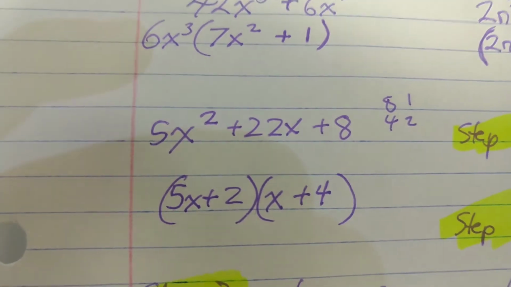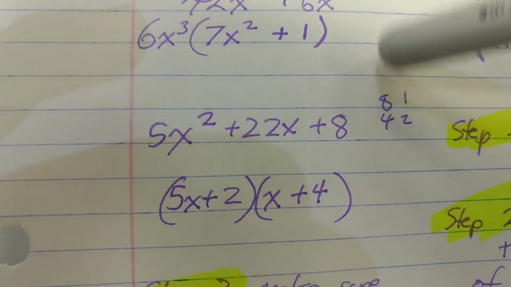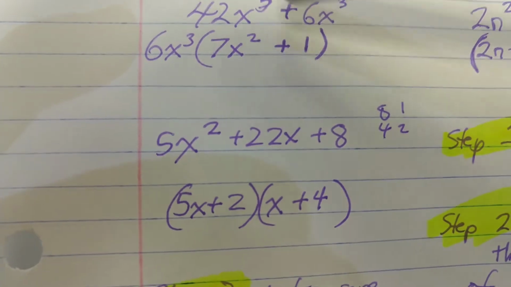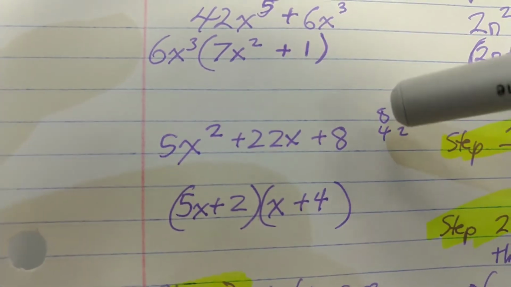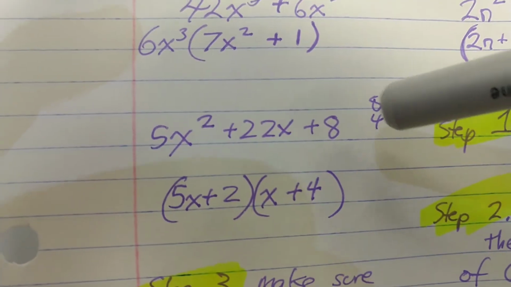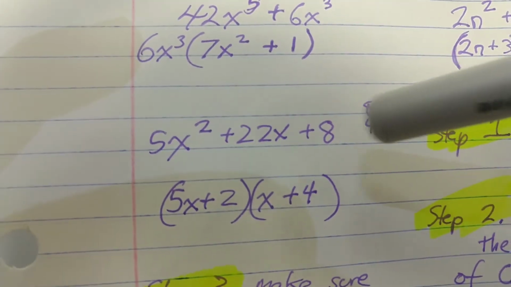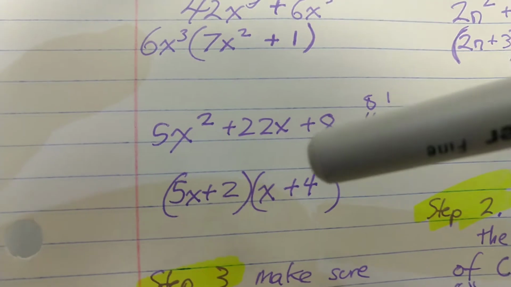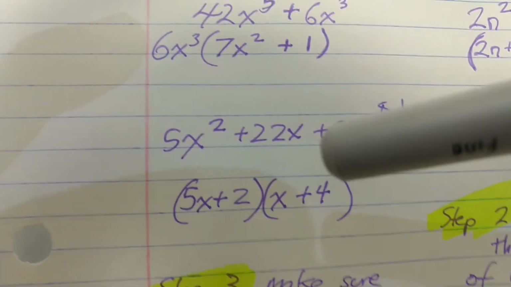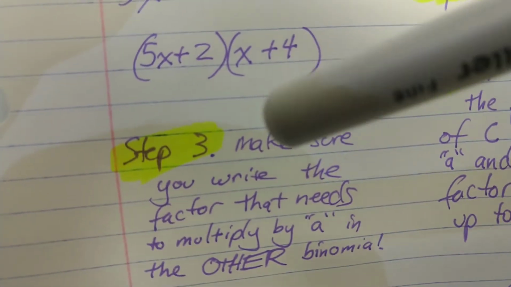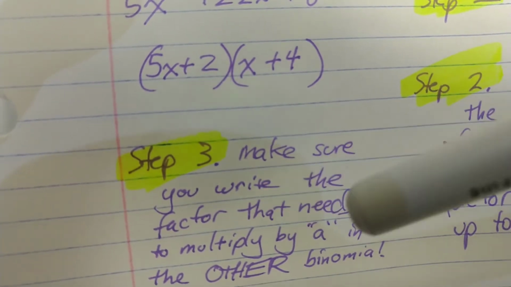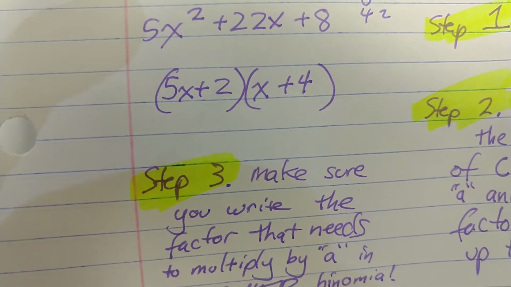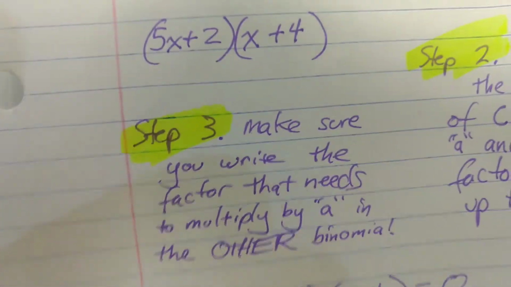So we take them one at a time, we multiply them by the 5. 8 times 5 is 40 plus 1 is 41, not 22. Next, 1 times 5 is 5 plus 8 is 13, not 22. Next, 4 times 5 is 20, plus 2 is 22. That's what we want. Okay, the 4 needs to be multiplied by the 5. So that's step 3. Make sure you write the factor that needs to be multiplied by the a in the other binomial. Here it is way over here on the other end. Ta-da! We did it.